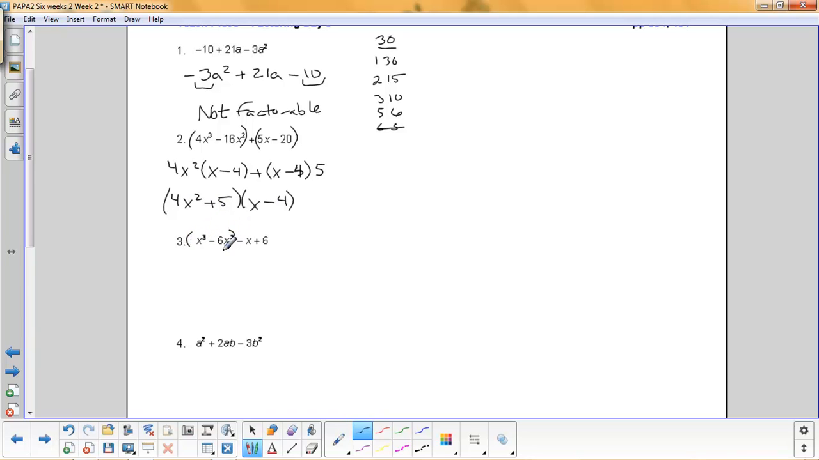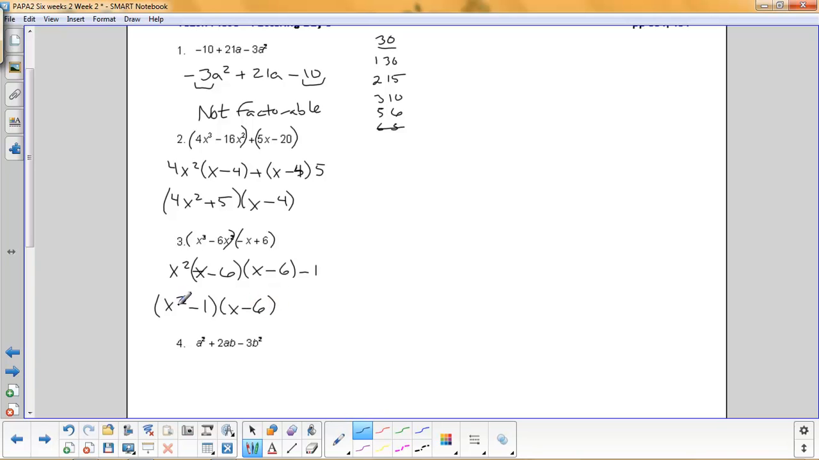4 term grouping, first 2 group together, last 2 group together. Take out your greatest common factor of x squared. What's left inside is x minus 6. Careful here, you're taking out the negative, so it's x minus 6 and negative 1. Rewriting, you get x squared minus 1 times x minus 6.